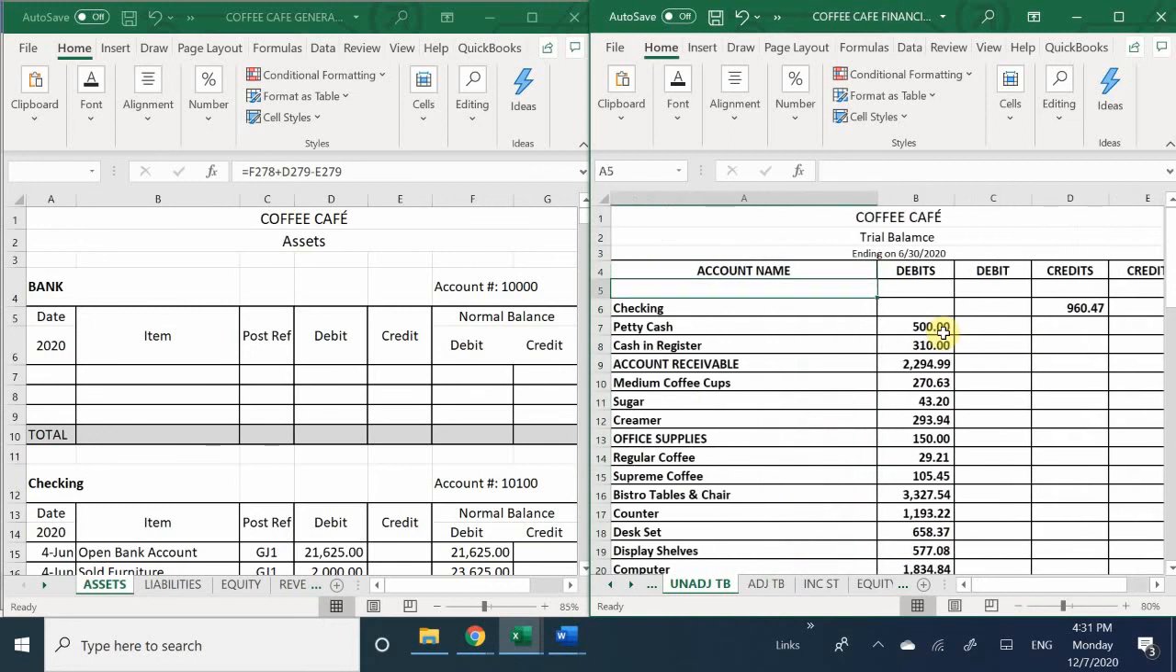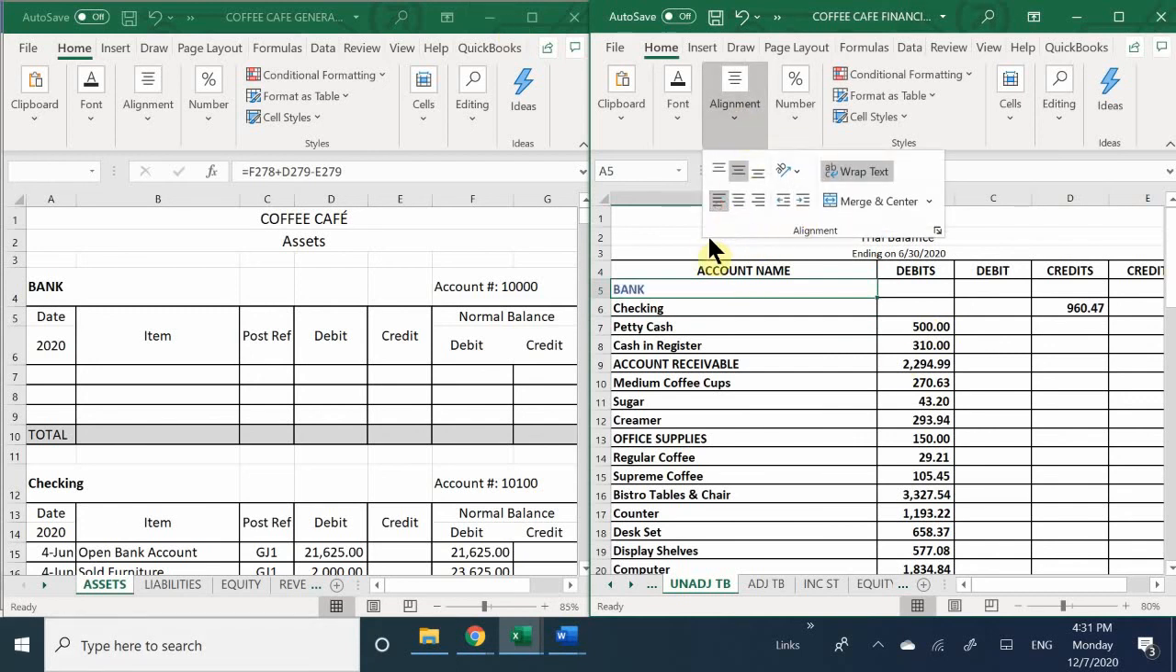All right, let's see if I have this situated. Okay. And I'm going to use a different color just so I can recognize the difference between my main accounts and my sub accounts here.